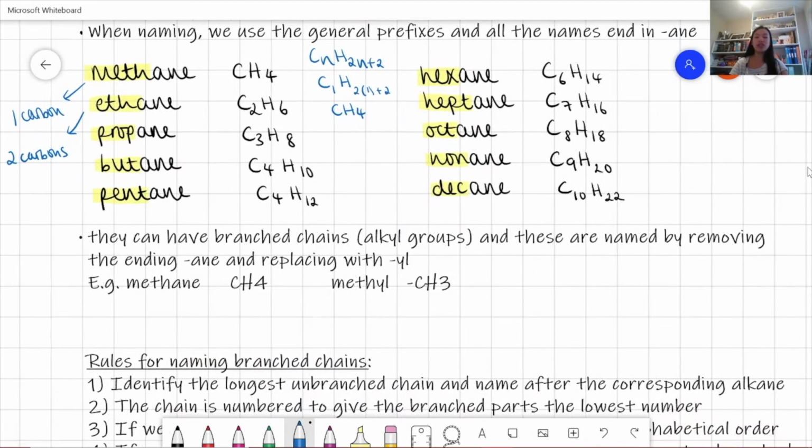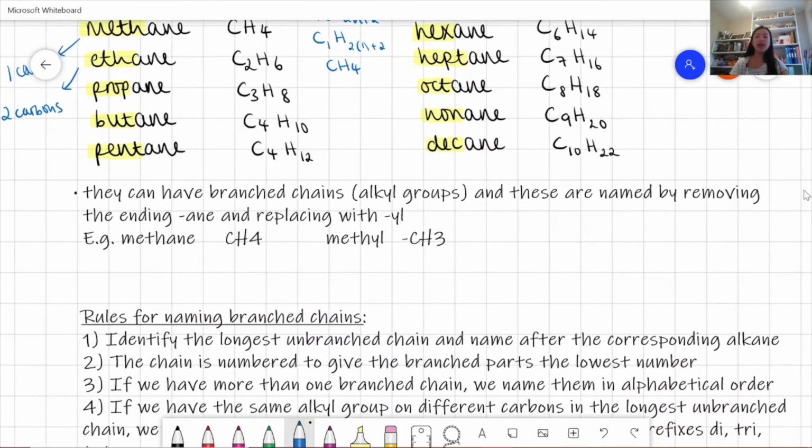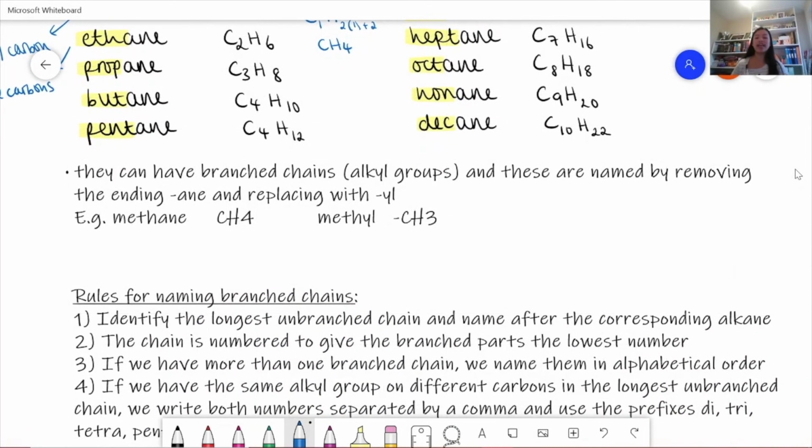Alkanes can have branched chains, and we call these alkyl groups. These are named by removing the ending -ane and replacing it with -yl. So methane would become methyl, and ethane would become ethyl. We're always getting rid of a hydrogen, because if you think about it, we have a chain that looks like this. If we have a branched group, then this carbon, which is branched, can only have 3 bonds, and so this is why we only have 3 of these hydrogens.